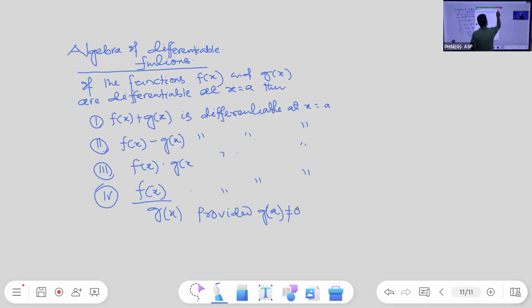Okay, quickly note it down. That means sum, difference, product, and quotient of two differentiable functions is always differentiable. This is the first part. Then second part, quickly note it down. I'll use the next page.